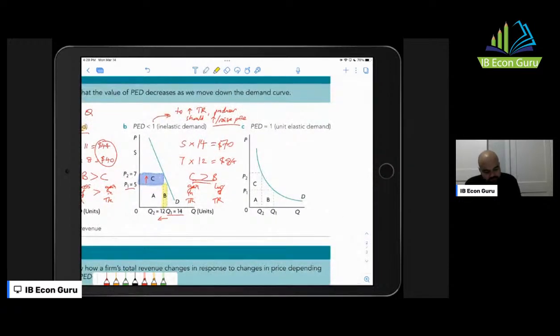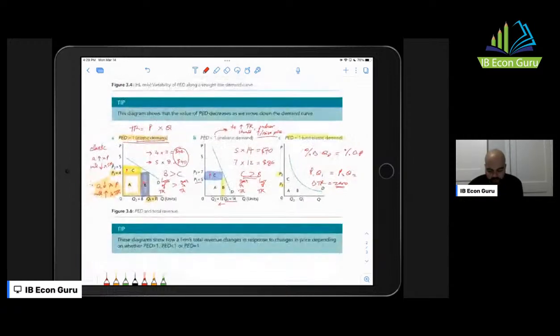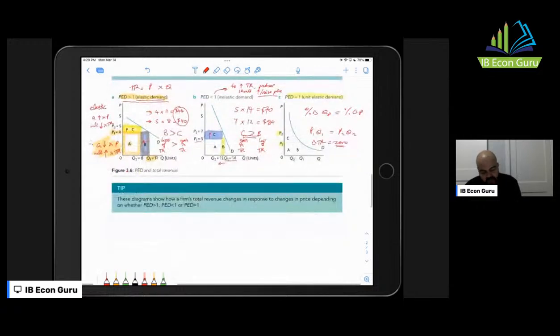And when demand is unit elastic, because the percentage change in quantity will always be equal to the percentage change in price, any change in price will be matched by a proportionate change in quantity, and total revenue doesn't change. So here, P1 Q1 is exactly equal to P2 Q2. The change in total revenue is 0. Why? Because every rise in price will be matched by a proportionate change in quantity.